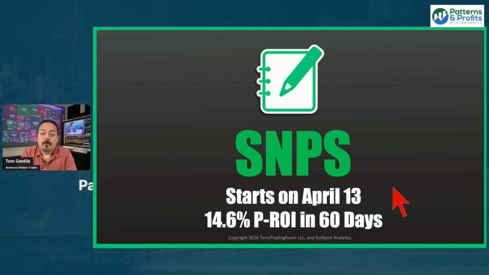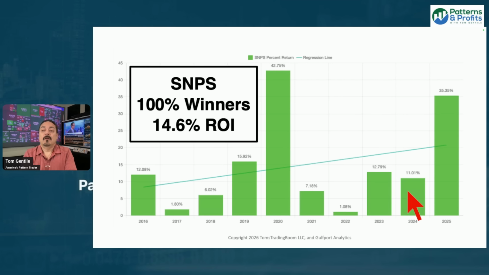First stock to talk about is Synopsys, SNPS. This has a bullish pattern that starts on April 13th. This pattern has produced a 14.6, and I call this a PROI. That is a projected ROI based on the last 10 years average in the next 60 days. So a little bit more about Synopsys.